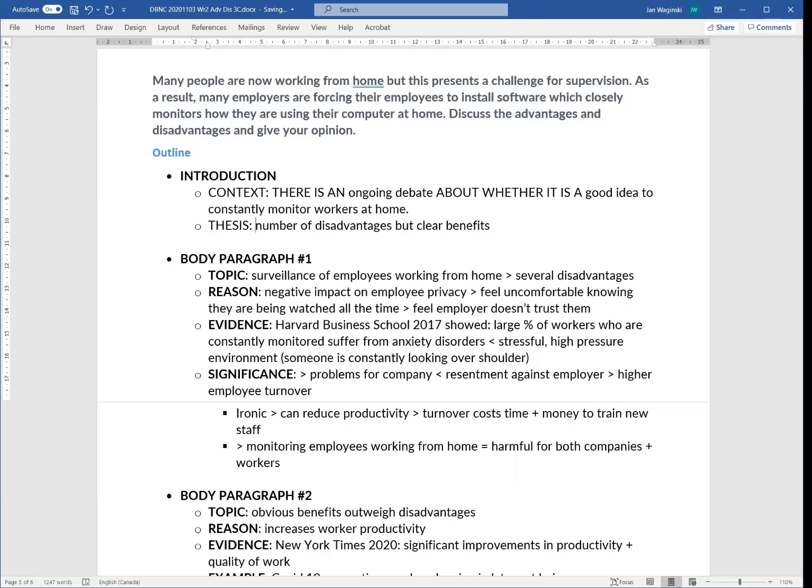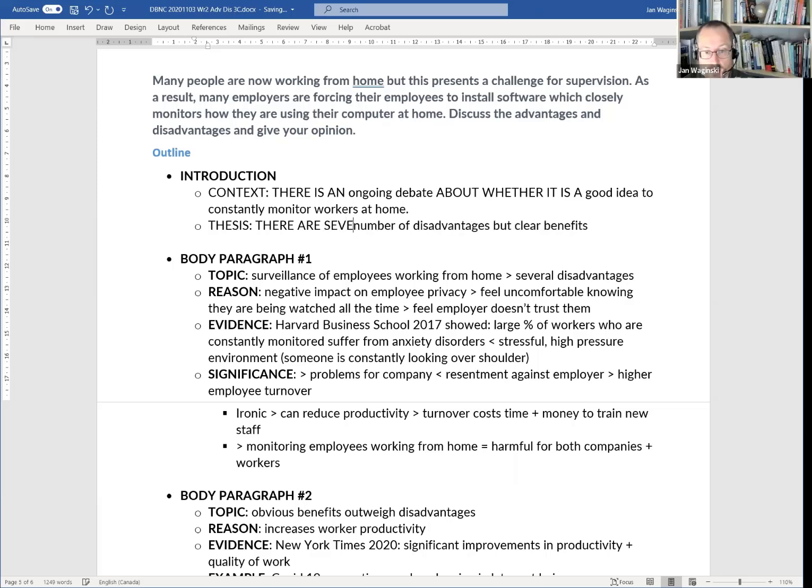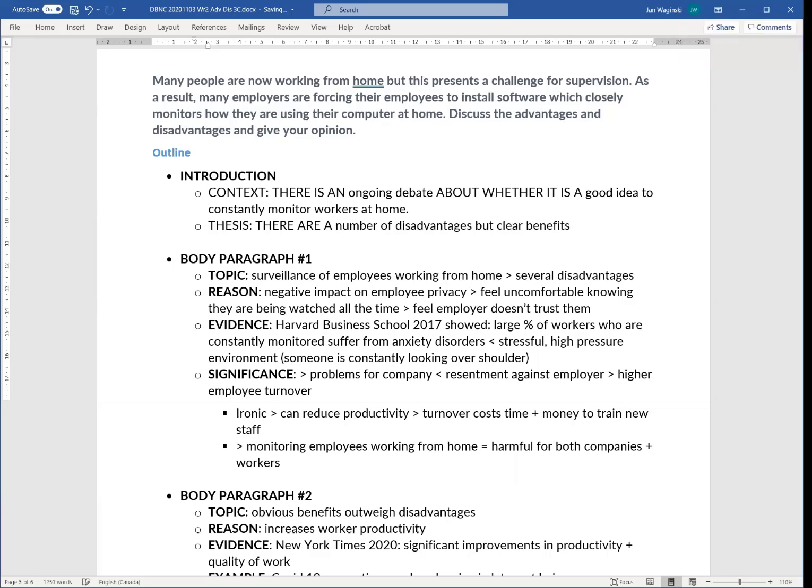There are several disadvantages, but benefits are also several. Okay. There are, we can say, a number of disadvantages, but several benefits are also there. Remember, this is not an advantages and disadvantages essay. This is advantages, disadvantages, and opinion.